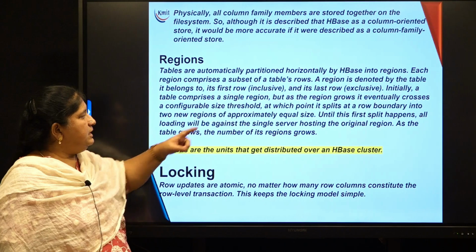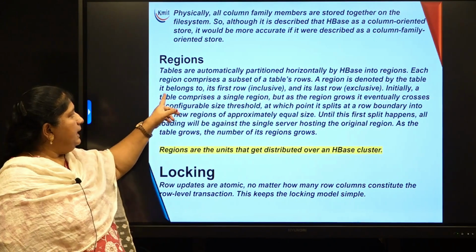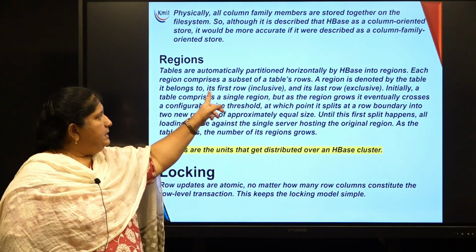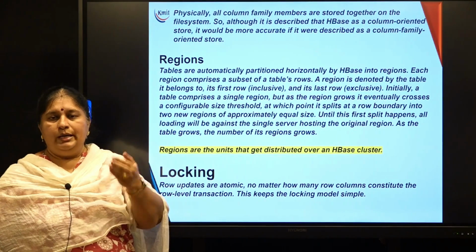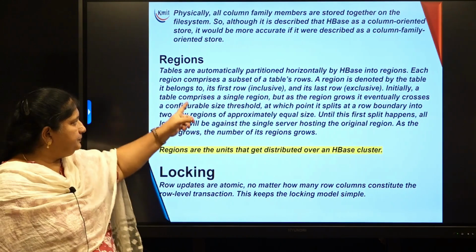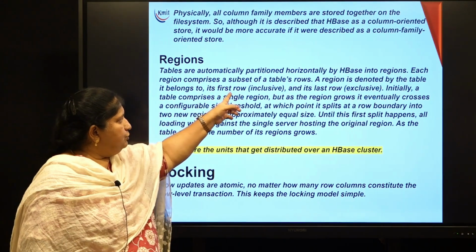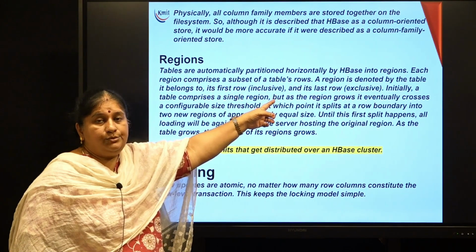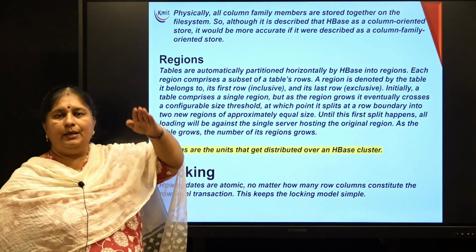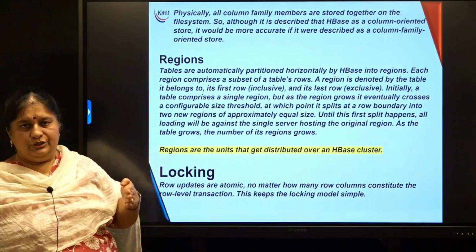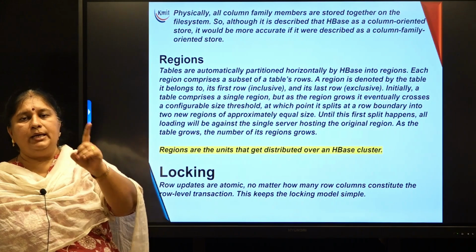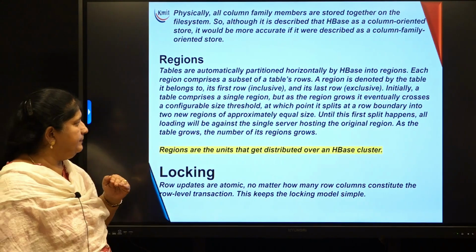How do we specify the regions? A region is denoted by the table it belongs to. So I should specify the table name and that region's first row. In my example, suppose the table is student table, first row to 30th row. So student, first row is 1, and the last row is exclusive. So I should specify 31. If I am keeping row 1 to row 30 in a region, I need to specify the last row as exclusive. So student, 1, 31 should be the region specification.